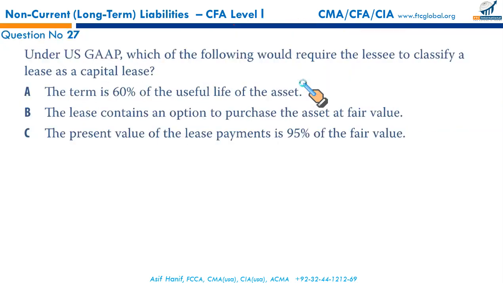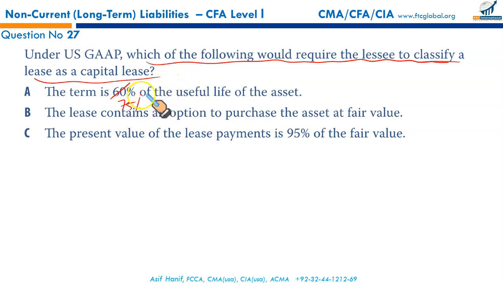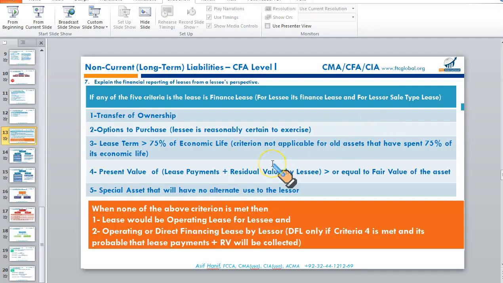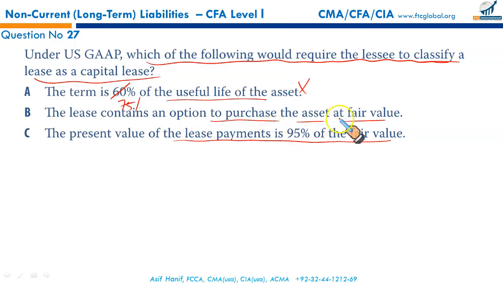So that was A. Under the US GAAP, which of the following would require the lessee to classify lease as a capital lease? The term is 60% of the useful life. No, 75%. There are 5 criteria. One of them was that the lease term should be more than 75% of the useful life, not 60. The lease contains an option to purchase the asset at the fair value, not at fair value. It's a price that is so attractive that the lessee is reasonably certain to exercise. So if it's at fair value, then what is the benefit for the lessee to acquire? So there is apparently no benefit for the lessee.